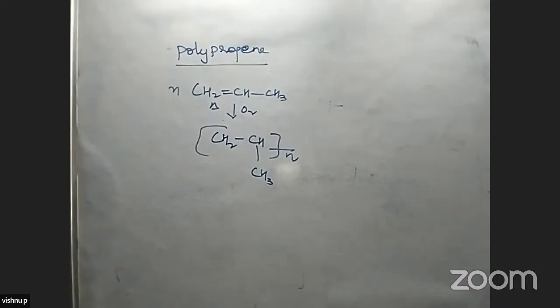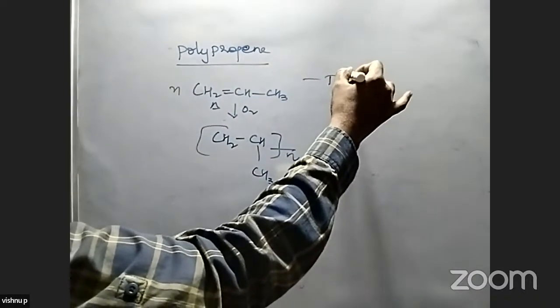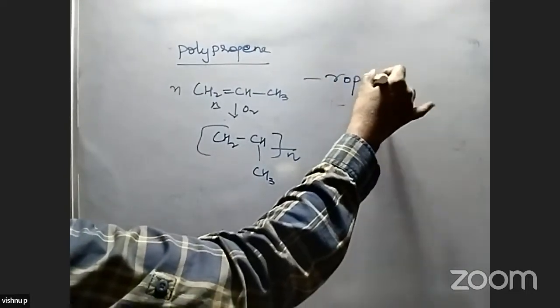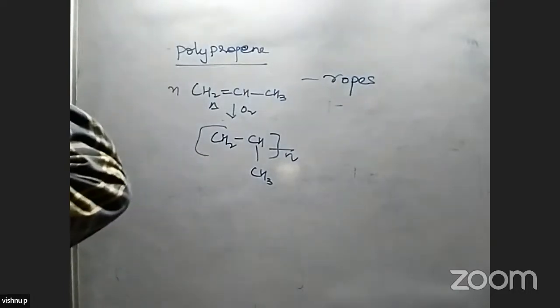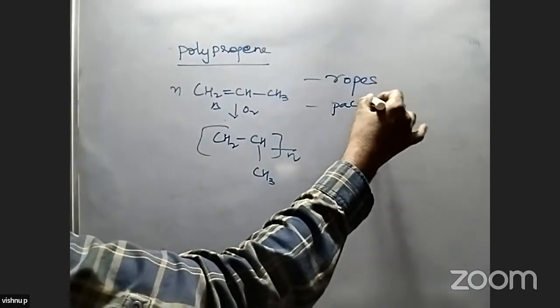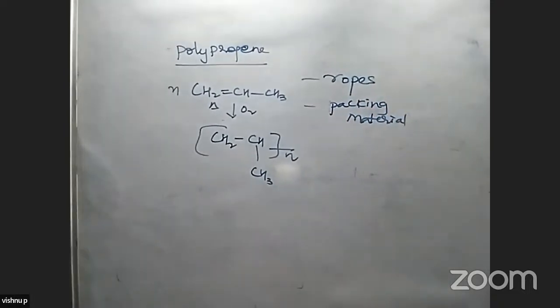What are the uses of this polypropylene? Polypropylene is used mainly in the manufacturing of ropes. The ropes are important for trekking in mountains, and it is used for packing material also. So this is an example of polypropylene, and these are all examples of synthetic polymers.